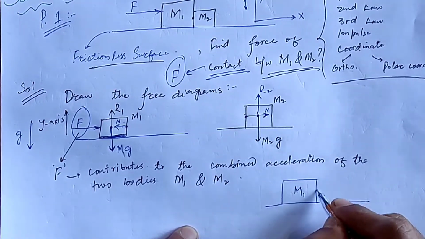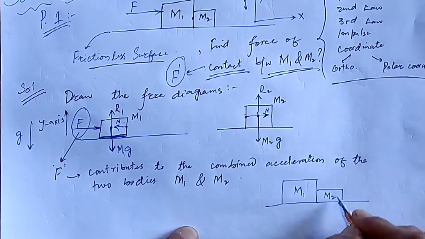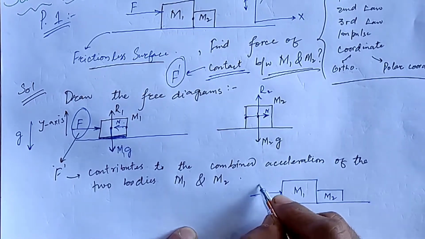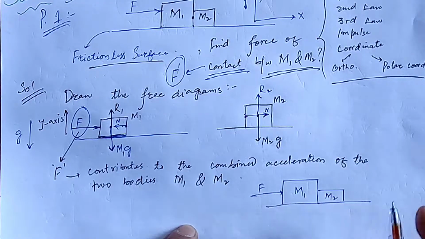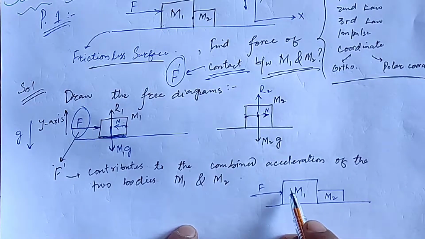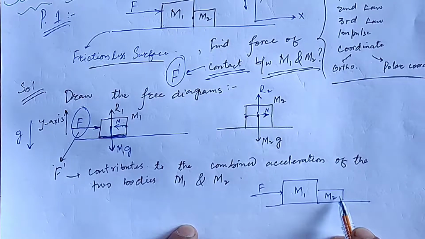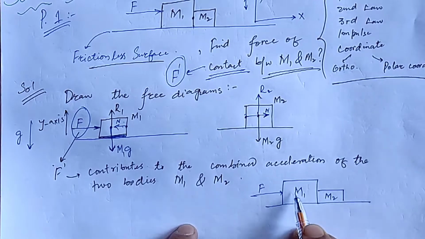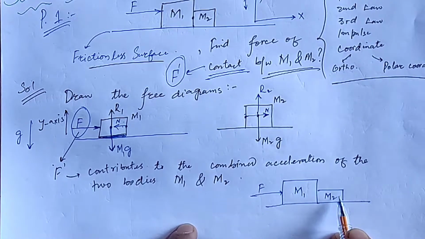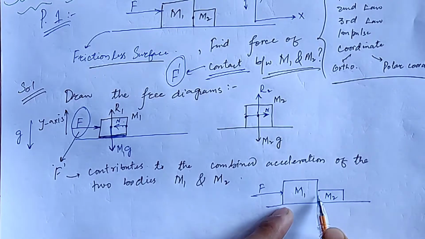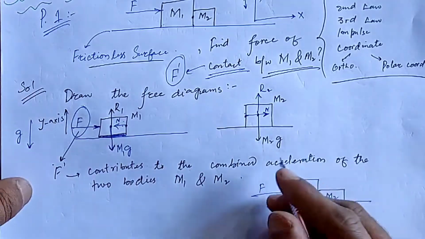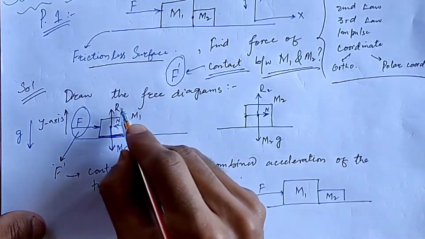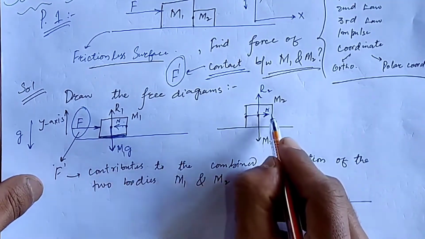M1 and this is M2. Force F is applied on this. So the only force contributing to the acceleration, because if this force acts on M1, that will result in the motion of M2 also, because these are in contact, and contact forces, all other forces are cancelled out. As you have seen, this R cancels this, this cancels this, N cancels this N.